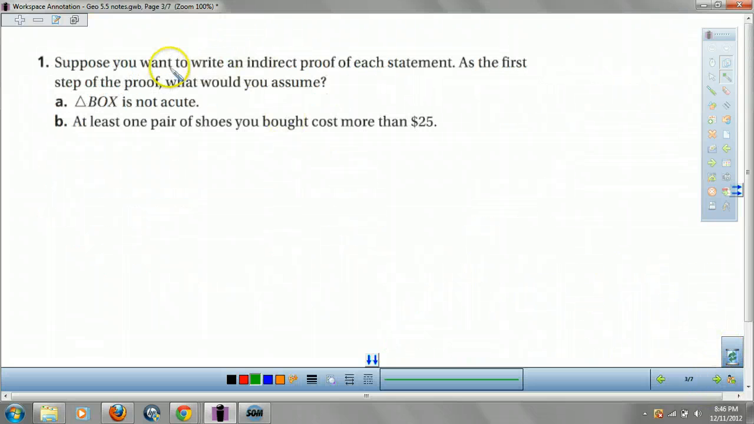Okay. So this one says, suppose you want to write an indirect proof of each statement. That's the first step in each proof. What would you assume? So A is: the triangle box is not a cube. So we would assume, what's the opposite of being not a cube? The triangle box is a cube.